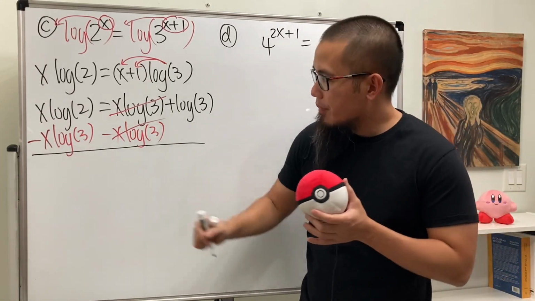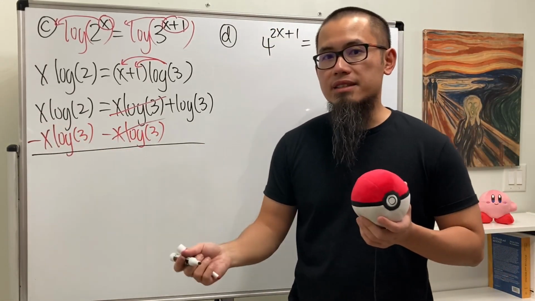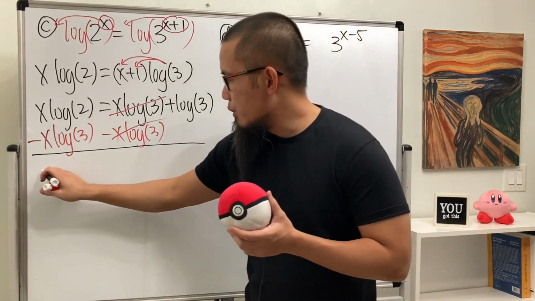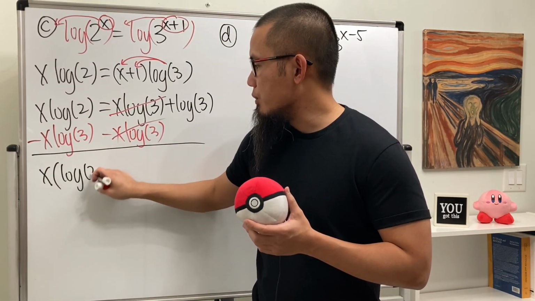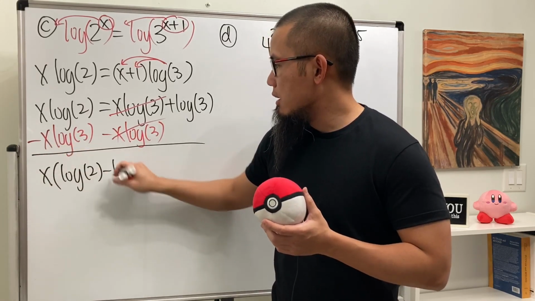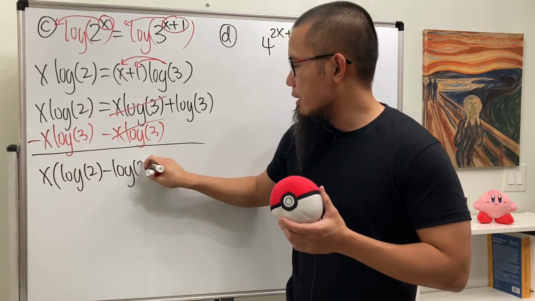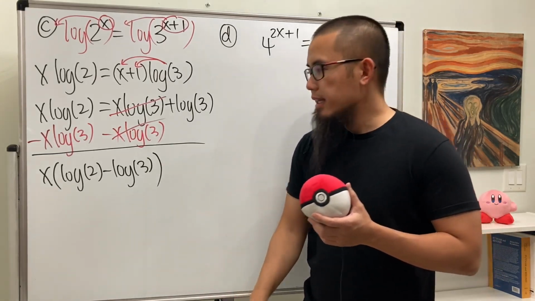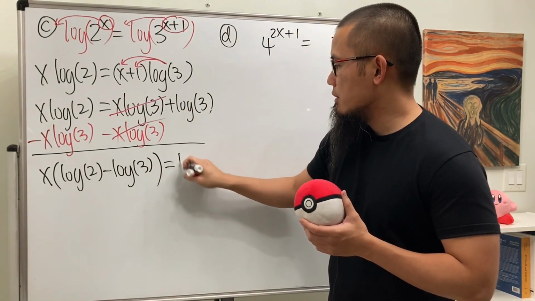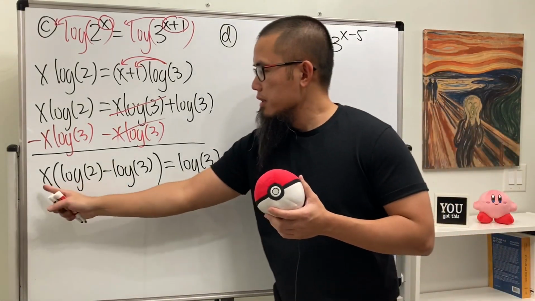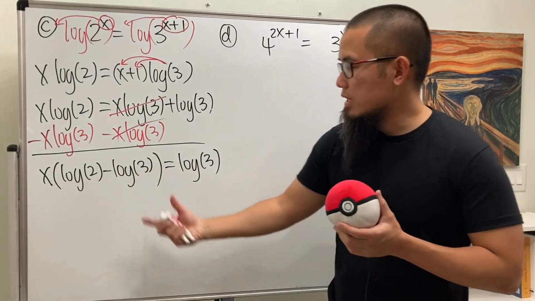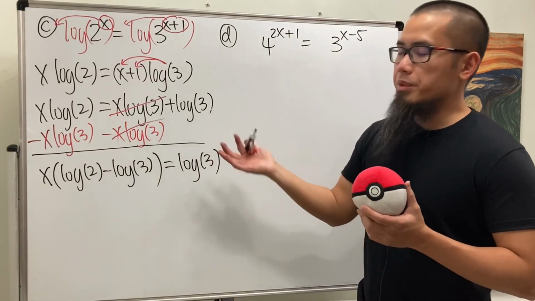Here's the deal. You see this and that, they both have the x, so we can factor that out. So let's go ahead and do that right here. And then we will have log of 2 minus log of 3. And then on the right hand side, we have log of 3. And you see, this is x times that, so in the end, we just have to divide this on both sides, and we'll be able to solve for x.